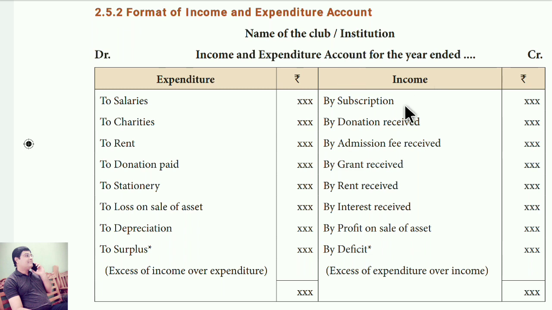Income items are subscription, donation received, admission fees received, grant received, rent received, interest received, profit on sale of asset, and two more items you write down: locker rent, and interest on investment. That is also an income.